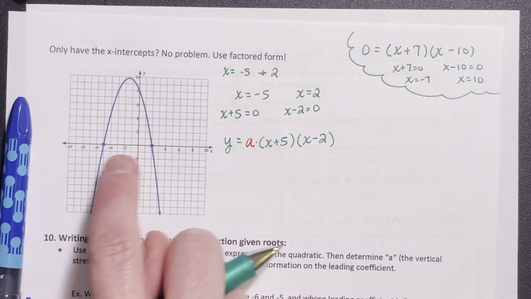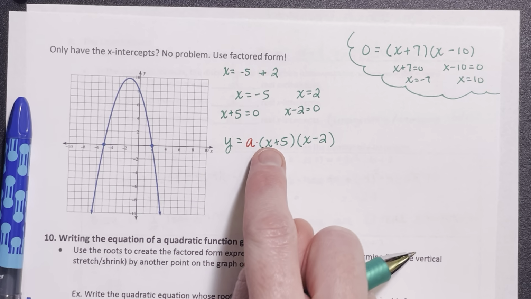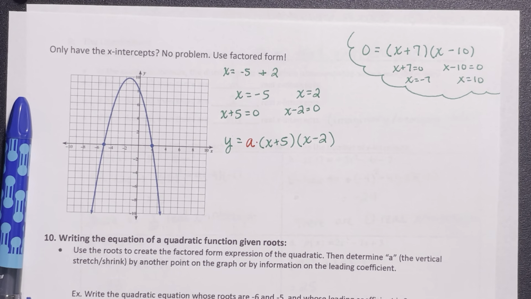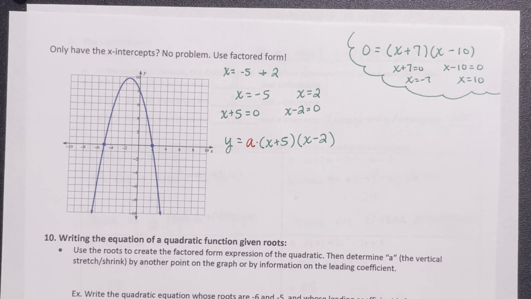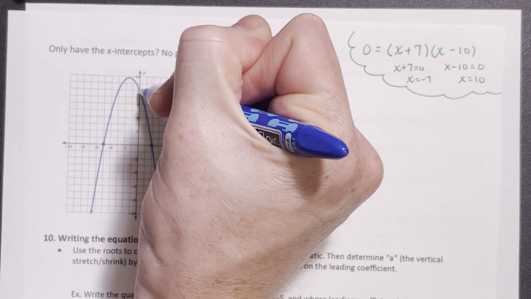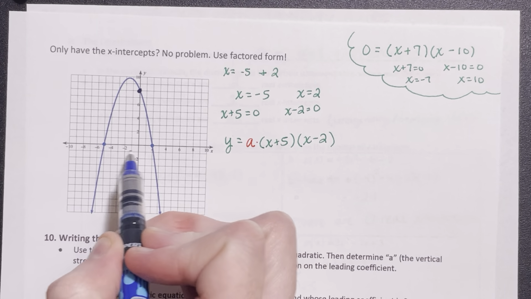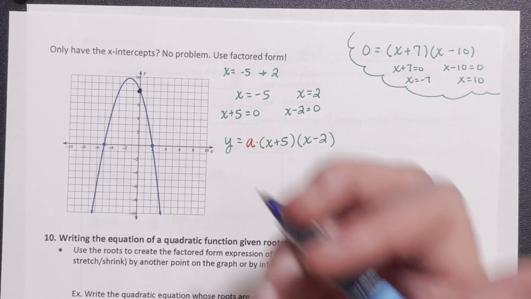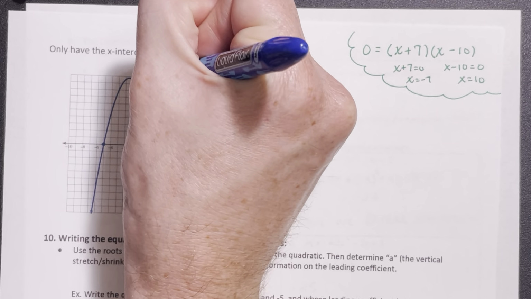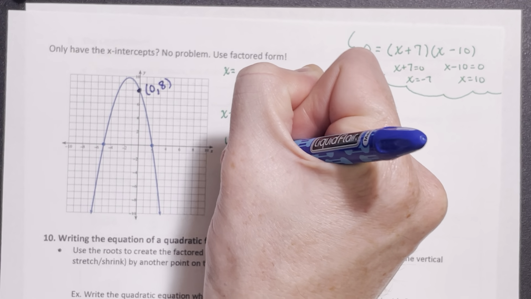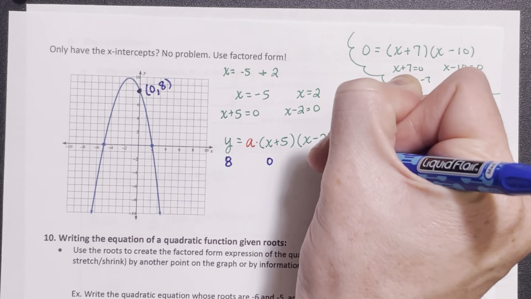put a placeholder and then plug in a point. Now we can't use the x-intercepts because we've already used them to create the factors. So we need some other point on this graph. Luckily, we do have one, like the y-intercept. So 0, 8. You could pick another point. There's one at negative 3, 8. But I'm going to use 0, 8. That means that y is 8 when x is 0.